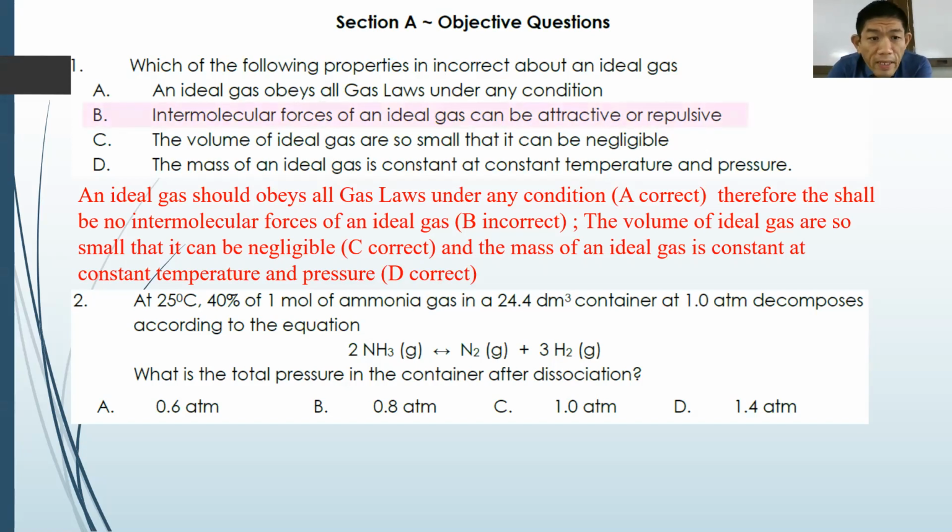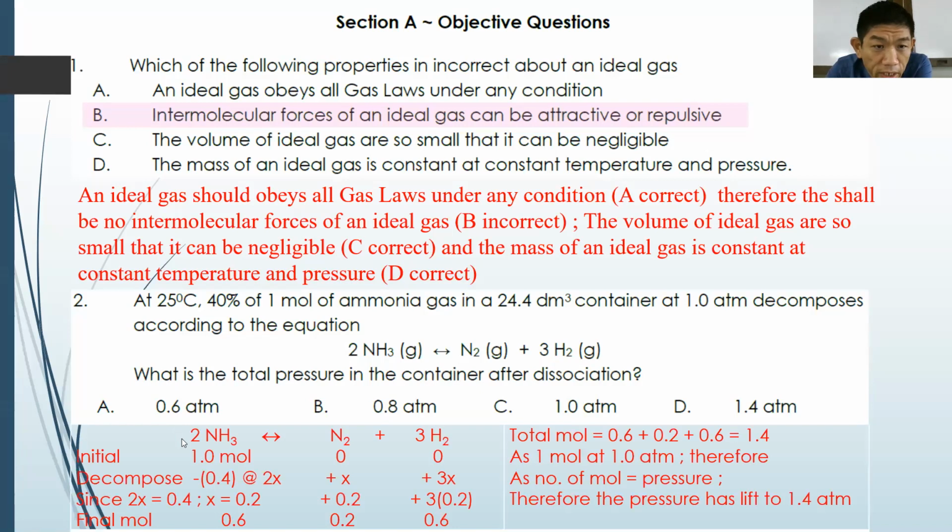Number 2, at 25 degrees Celsius, 40% of 1.0 mole of ammonia in a 24.4 decimeter cube container at 1 atmosphere decomposes according to the equation. So this is the equation: 2NH3 ⇌ N2 + 3H2. What is the total pressure of the container after dissociation? Here, you have to use the equilibrium logic, where initially you have 1 mole of gases. How do you get 1 mole of gases? Because 24.4 dm³ at standard temperature and pressure, at 25 degrees Celsius, is 1 mole.